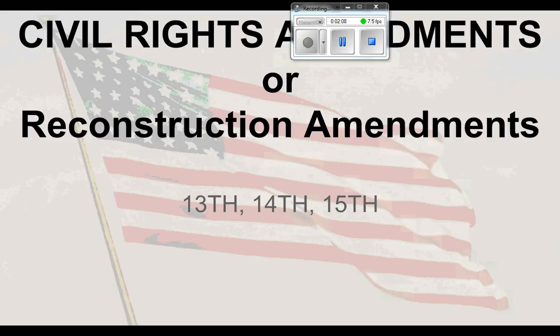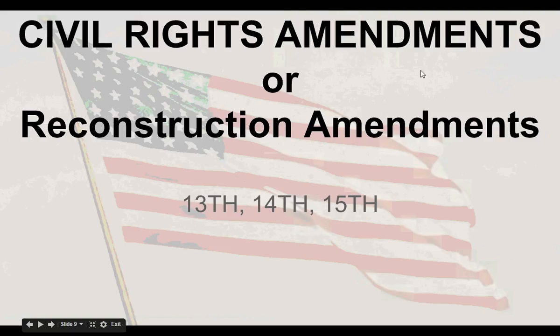The 13th, 14th, and 15th Amendments are grouped together. They are all centered around the Civil War era and slavery. These three are called the Reconstruction Amendments. If you remember, the time after the Civil War was called Reconstruction. We had to put our country back together. They are also called the Civil Rights Amendments because they deal with our treatment of African Americans. What was our country going to do with the former slaves?